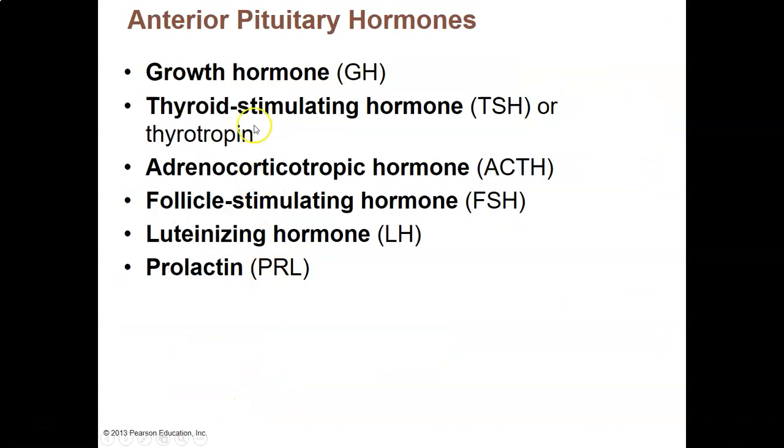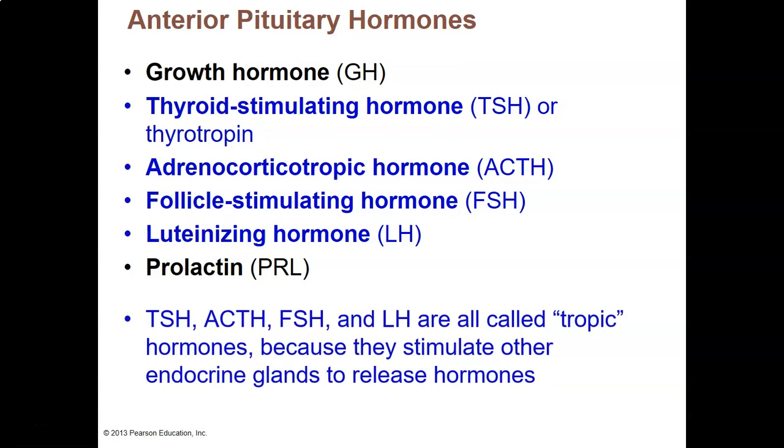gland. So these are the hormones of the anterior pituitary gland: growth hormone, thyroid stimulating hormone, adrenocorticotropic hormone, follicle stimulating hormone, luteinizing hormone, and prolactin. Four of these hormones are called tropic hormones because their function is to activate other endocrine glands. So thyroid stimulating hormone, not too hard to conceive that it activates the thyroid.